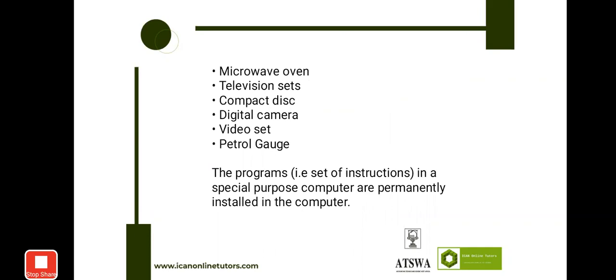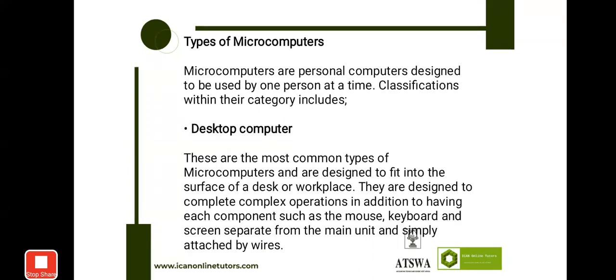The programs, that is instructions, in a special purpose computer are permanently installed in the computer. So the programs are already installed in the computer. For example, a television set will not now come and function as a microwave oven. The program's instructions have already been permanently installed in the computer. You cannot erase it or change the programs.